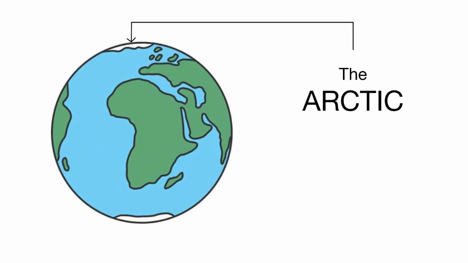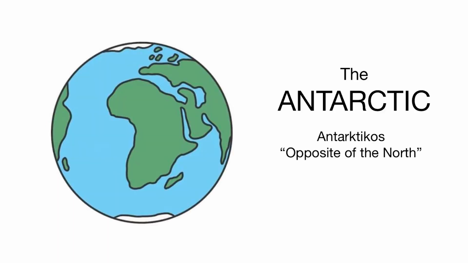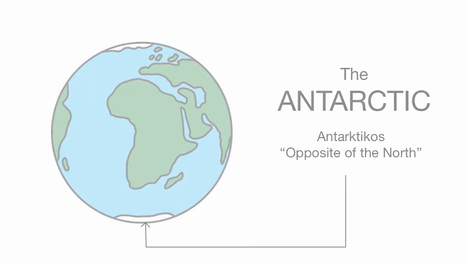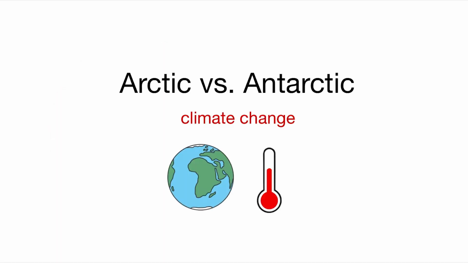The Arctic, whose name comes from the Greek word Arcticus, which means of the north, is a region around the North Pole. The Antarctic comes from the Greek word Antarcticus, which means opposite of the north, and is a region around the South Pole. The Arctic seems to be melting faster compared to the Antarctic because of various reasons.